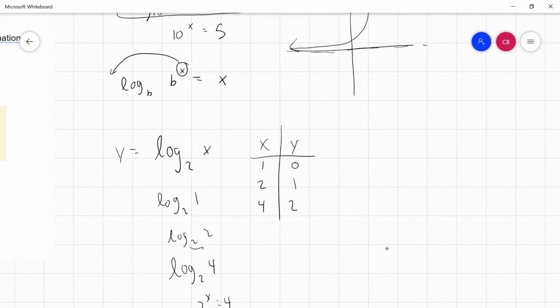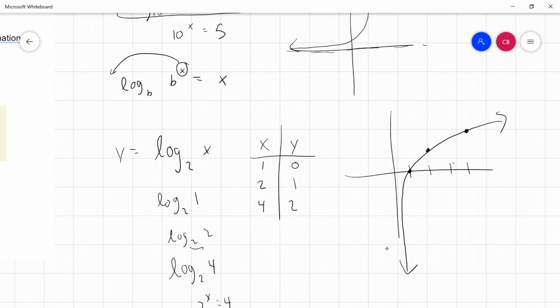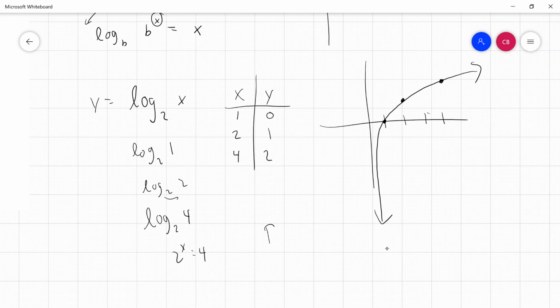So let's go ahead and graph this. It's going to look like 1, 0, so that's here. 2, 1 is going to be over here. And 4, 2 will be somewhere over here. And it actually goes something like this. Okay. Now, domain. I said 0 to infinity a minute ago, and I'll explain more in detail why. We have range. That's going to be from negative infinity to infinity.